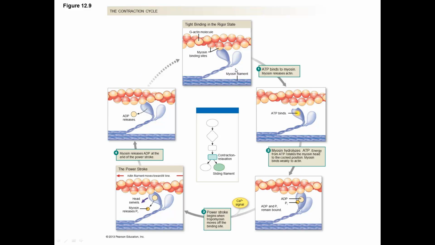So here is our contraction cycle. Myosin binds ATP, adenosine triphosphate. This is a high energy molecule. Cleaving the third phosphate from adenosine triphosphate will create adenosine diphosphate, ADP, and free phosphate. Most enzymes, when they work, they'll do their chemistry and then they release their product so that they can bind another molecule of substrate or the original starting material.